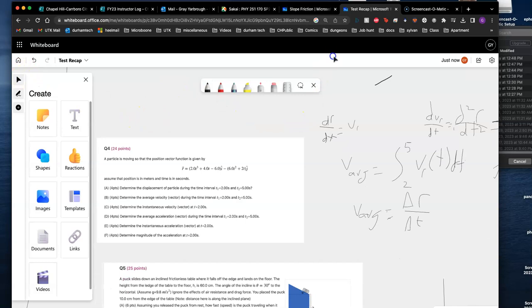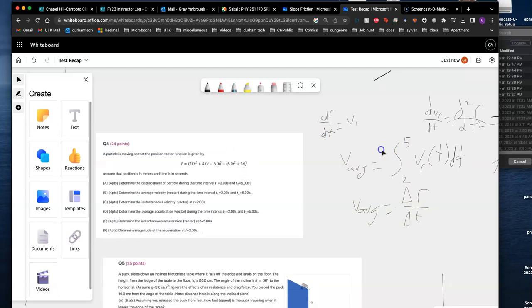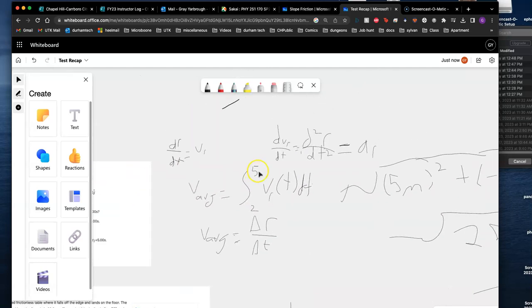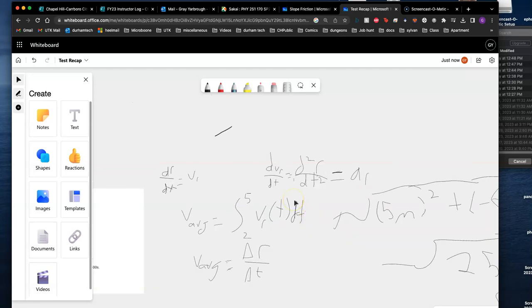But then the next steps were a little bit more challenging, a little more inconsistent between a lot of you. So the average velocity vector during the time interval. All right, so this is actually trickier than it might seem. And my first thought was to do it a complicated way. We can take our velocity vector, which will have both i and j components, and we can integrate it from 5 seconds to 2 seconds. And this will absolutely work. It's just a little complicated.